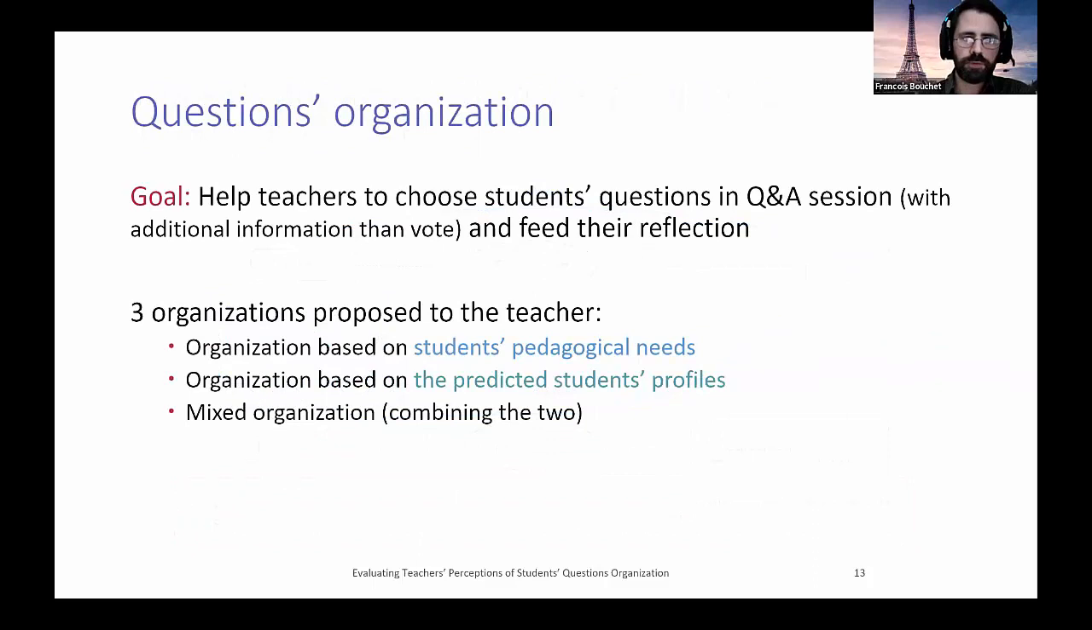So now that we have these two pieces of information, let's remember what our goal is. We want to help teachers to choose students' questions, and for that we have seen that we can compute additional information that goes beyond the number of votes on that question, which is currently the only information the teacher has.